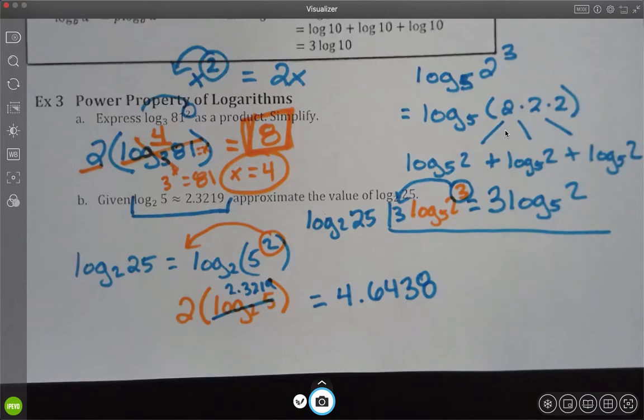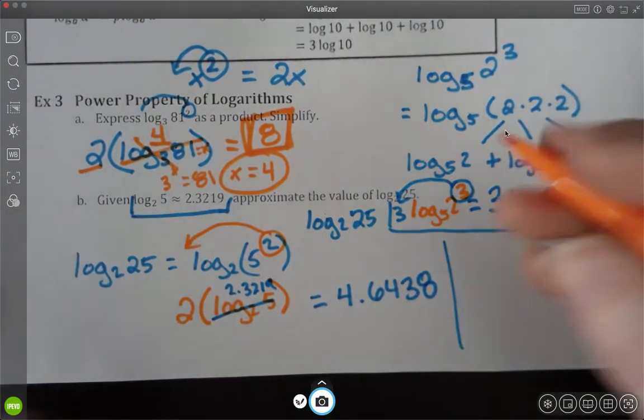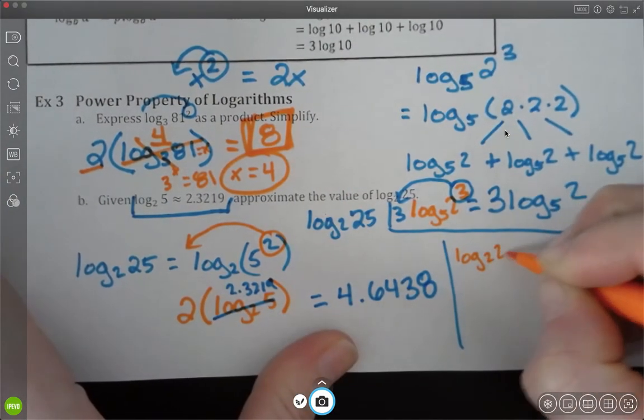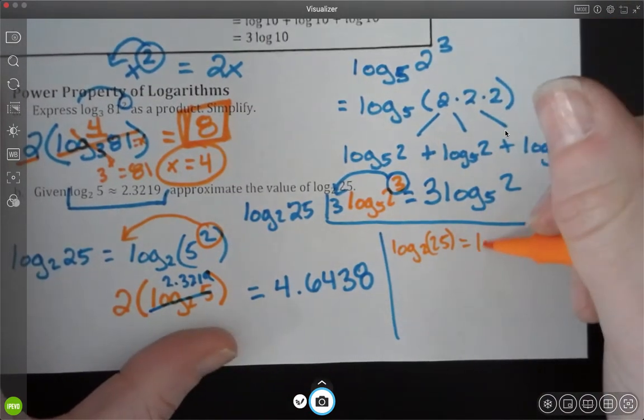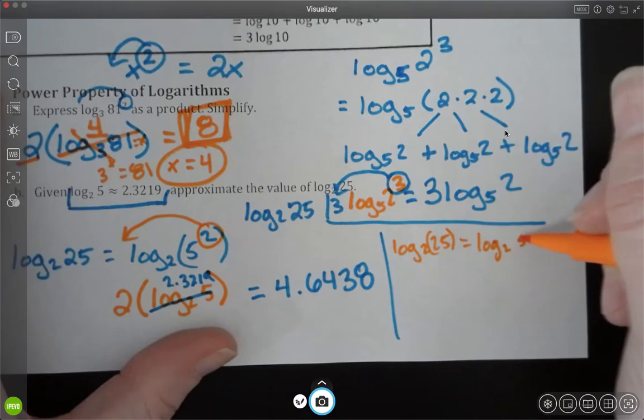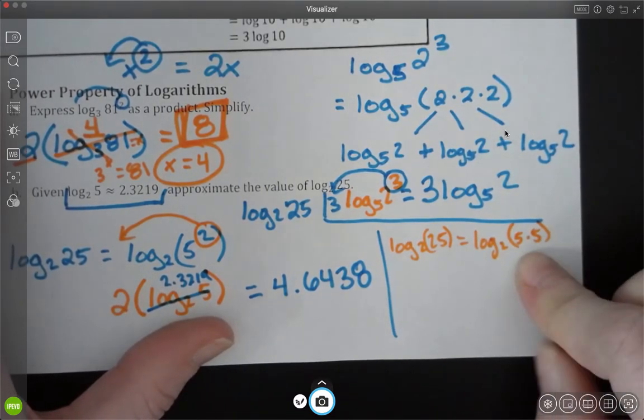Good? Okay. Another thing that I could do, don't write this down if it confuses you, but we could also say that log base 2 of 25 is equal to, watch this, log base 2 of 5 times 5, right? Like we did up above. But what does multiply 5 times 5 mean?